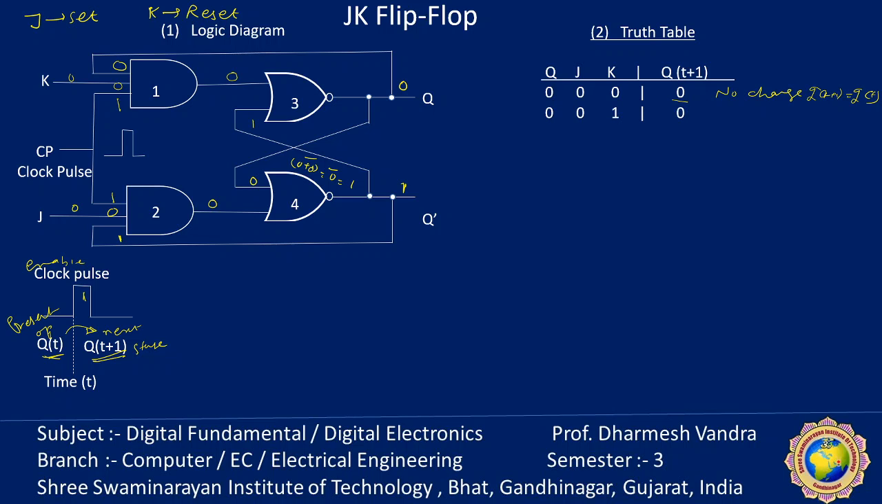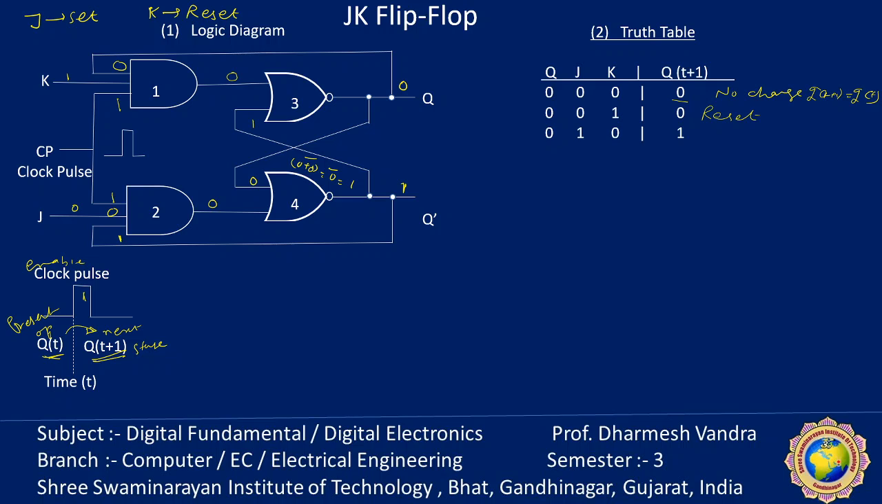Next is 0 0 1. Now suddenly K is changed to 1, and everything else is as in the previous case. So 0 1 1, any one input is 0 gives 0. The remaining, 1 0 1 0, both are 0, so 1 0 1. The result is 0. If any one input is 1, the result is 0. So here it is called reset, because the reset input is applied.